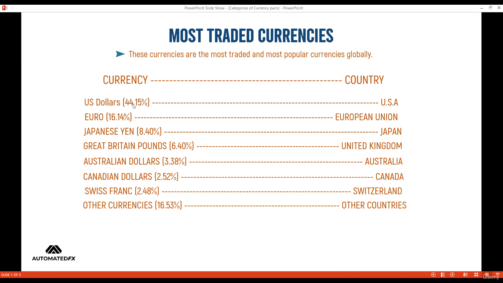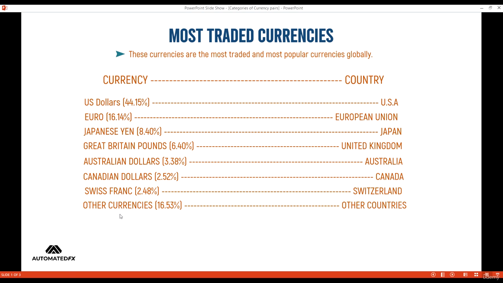We have the US dollar at 44.15%. We have the euro at 16.14%. We have the Japanese yen at 8.4%. We have the Great Britain pound at 6.4%. We have the Australian dollar at 3.38%. That's the percentage of global trade. And then we have the Canadian dollar, 2.52%, Swiss franc, 2.48%, and then we have other currencies.